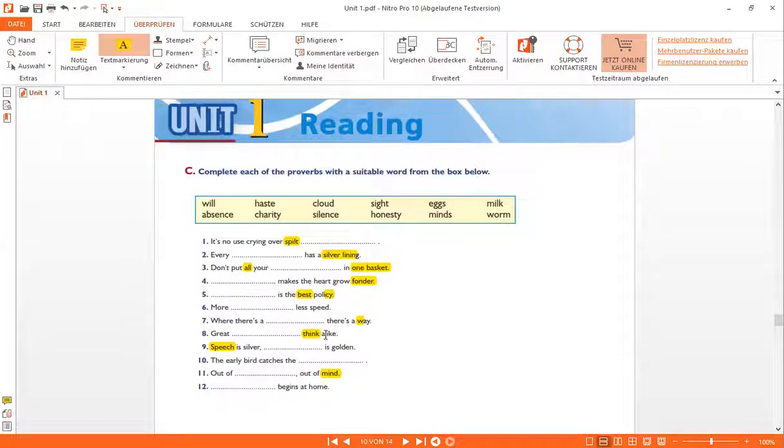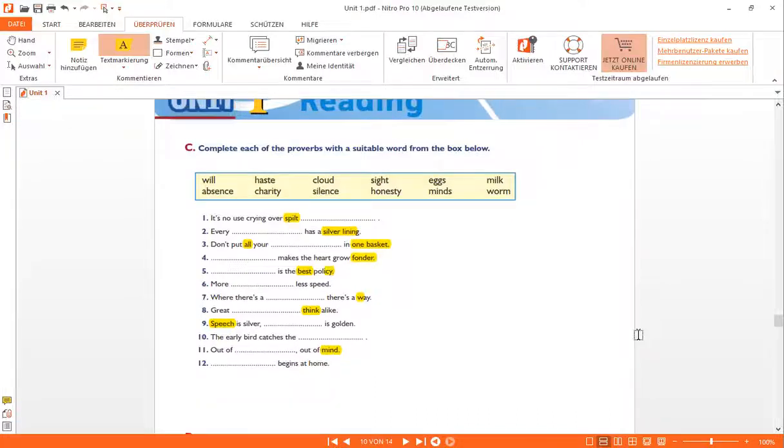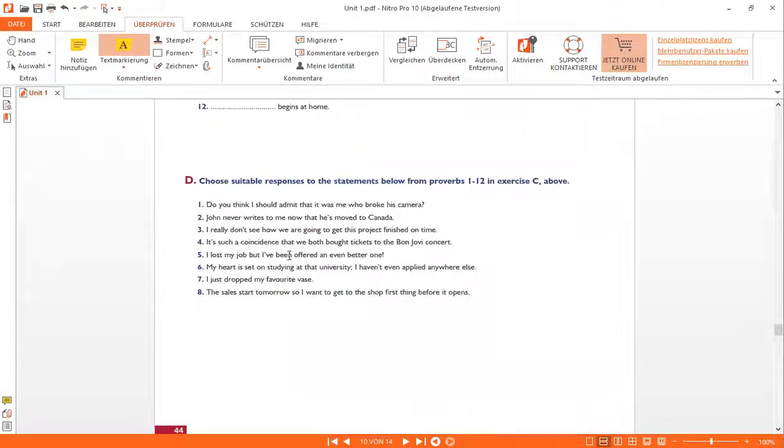Great minds think alike. Speech is silver, silence is gold. The early bird catches the worm. We know, most of you know this. And then, of course, the last one, charity begins at home. Okay, so in exercise D, now you understand what the idioms mean. Go ahead and try and figure out the answers to these questions.